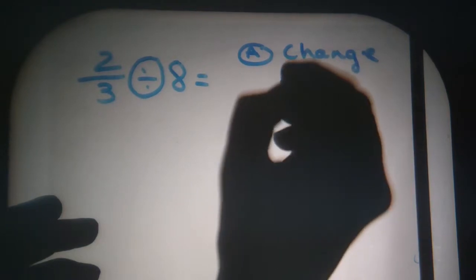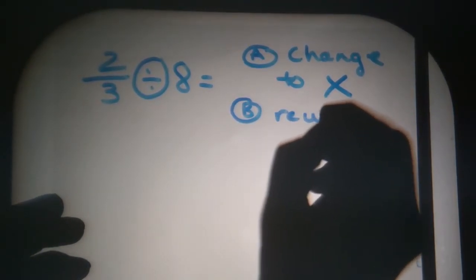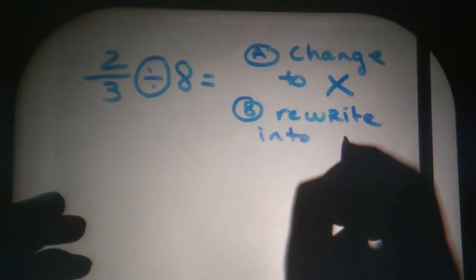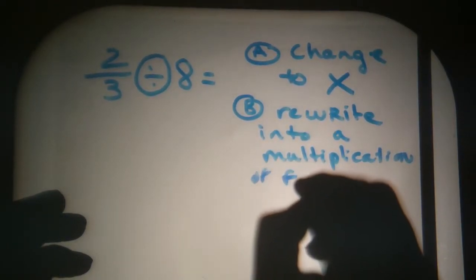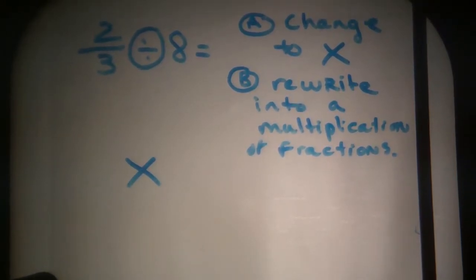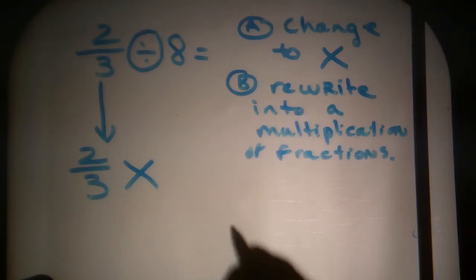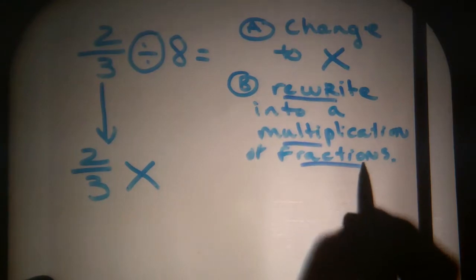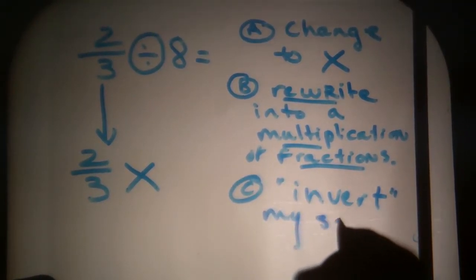Alright, so the first thing is we know we're not going to divide. So A, we change to a multiplication. So we'll rewrite it into a multiplication of fractions. How do we do that? I'm going to put my multiplication symbol here so I know automatically that's what I'm going for. I just have to bring down the first fraction, so I have 2/3, nothing changes there. But if you recall, when I'm rewriting into a multiplication of fractions, I need to invert my second fraction.